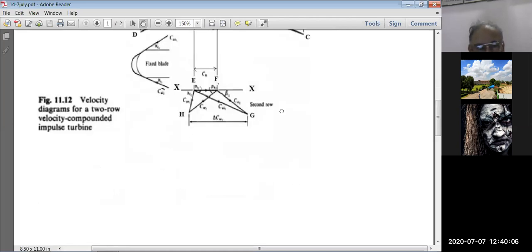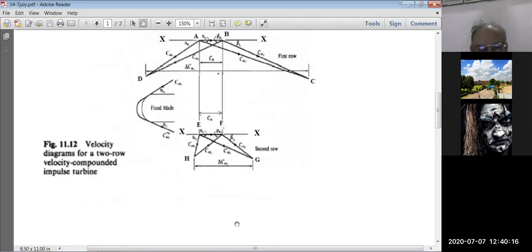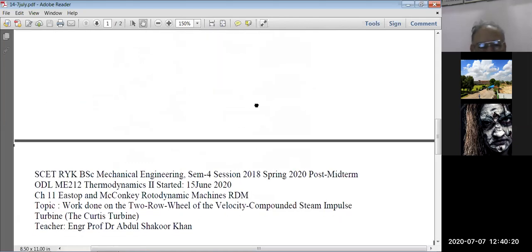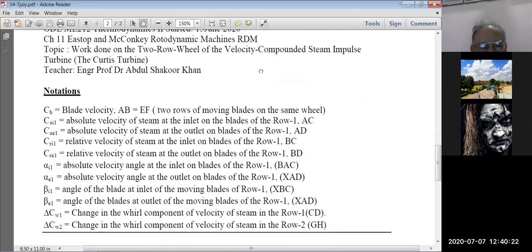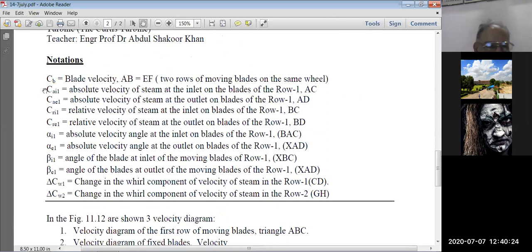So now we have learned how to draw the velocity triangle at the first row of the blade, the velocity triangle in the fixed blade in between, and in the second row of the moving blades. This is the velocity diagram. If you can't read these symbols and notation, you can see them here. I have written it in a Word document. This is very clear, and when you get a copy of this, you can read it.